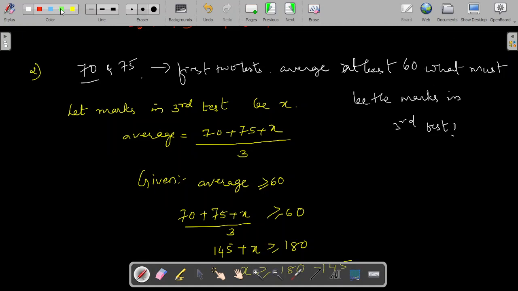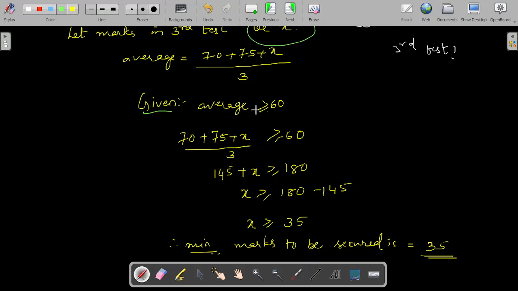We don't know the marks in the third test, so let us name the marks in the third test as x. We know the formula to calculate average: all the 3 marks divided by 3 tests, (70 plus 75 plus x) divided by 3. It is given that to get an average of at least 60, at least in the sense greater than or equal to, always. Minimum 60, maybe more than 60, not a problem. So write the formula for average: (70 plus 75 plus x) divided by 3 is greater than or equal to 60.